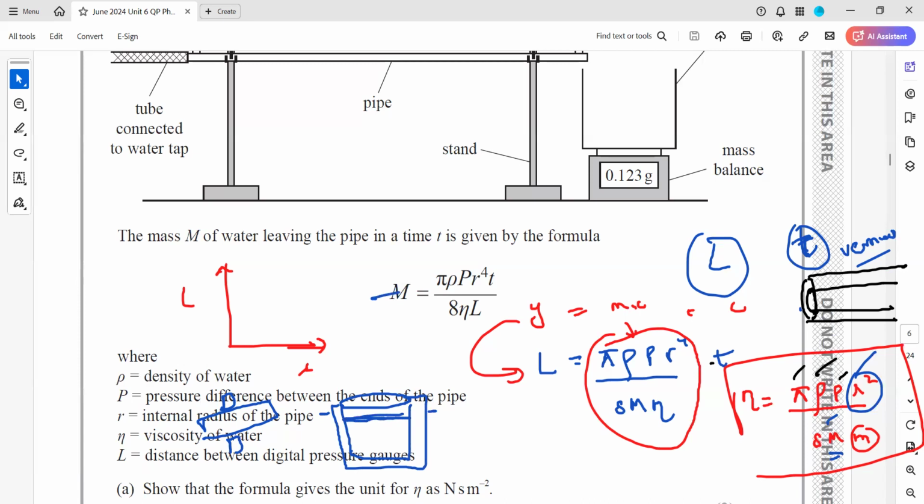A vernier caliper has two sets of jaws. The lower jaws are for external diameter, and the upper jaws are for internal diameter. This one can be used for internal, this for external. But a micrometer only has two jaws, which hold the object between them and measure the external diameter only. That's why we cannot use it here.